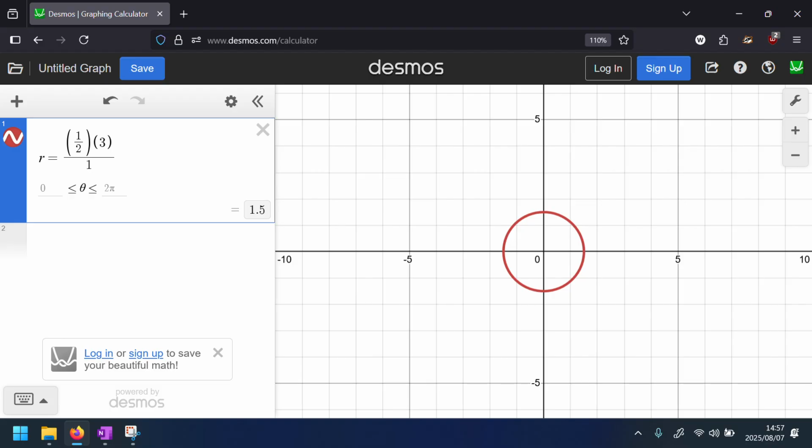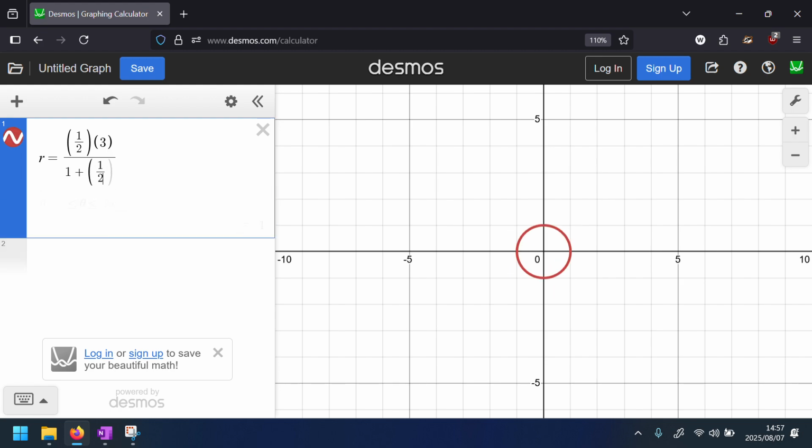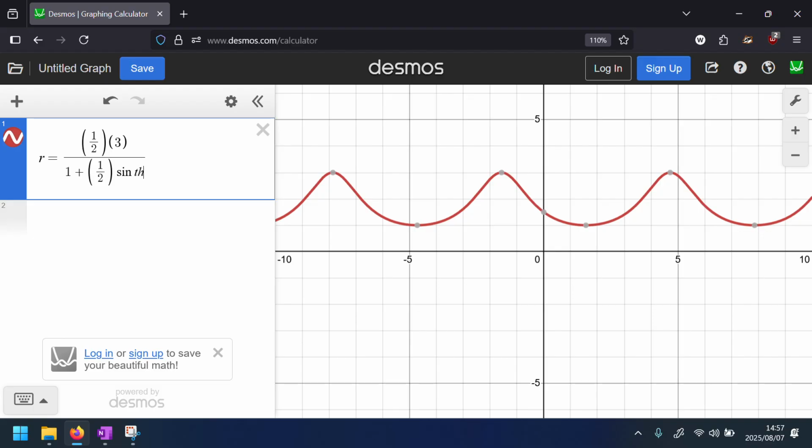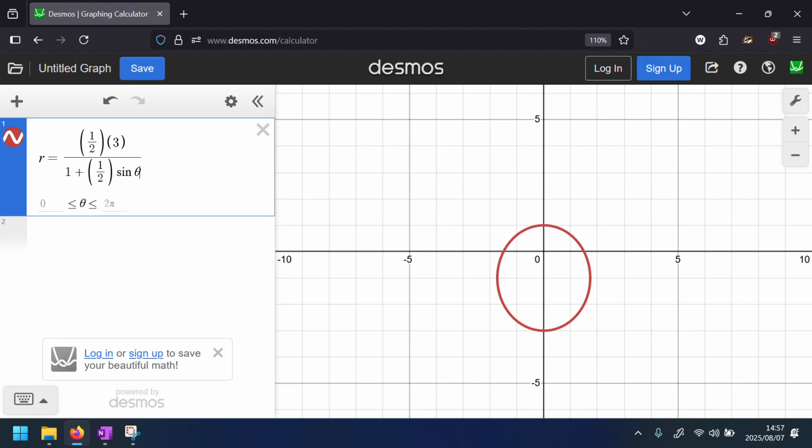Now we need plus or minus e sine theta or cos theta. Let's do sine theta with the plus. So we have our eccentricity, sine theta. There we go. We have an ellipse. And notice it's facing down. Okay. So we end up with that.